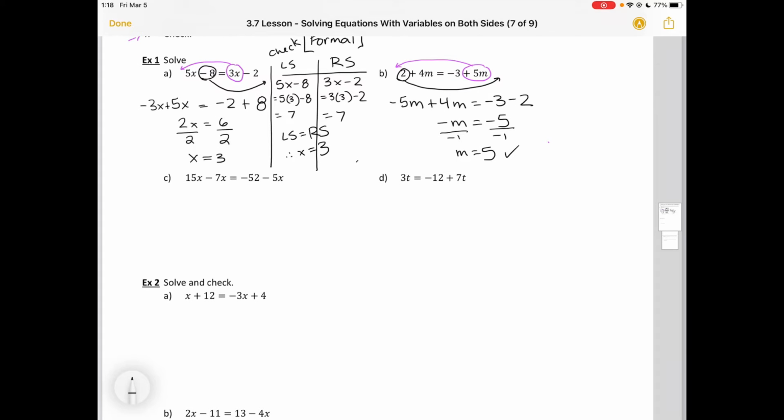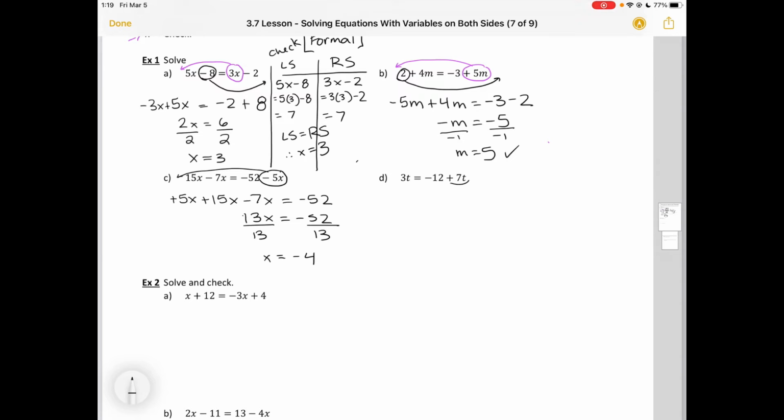Let's do another example down here. So here I only need to move my minus 5x onto the other side. So now I've got plus 5x plus 15x minus 7x equals minus 52. Collecting those like terms gives me 13x equals minus 52. And now I can divide both sides by 13, which is going to give me x equals minus 4 as my final answer.